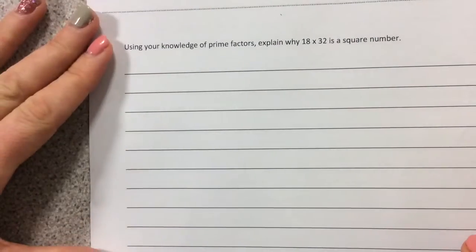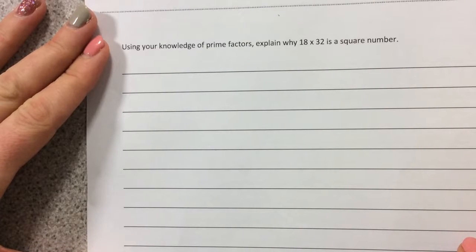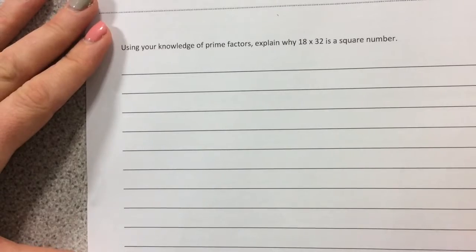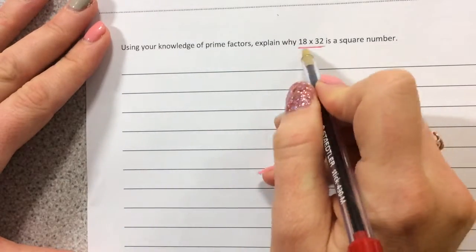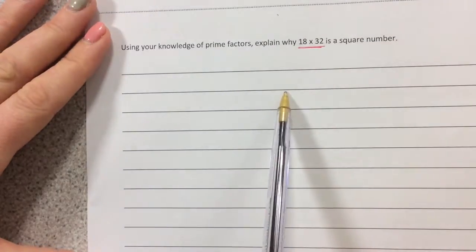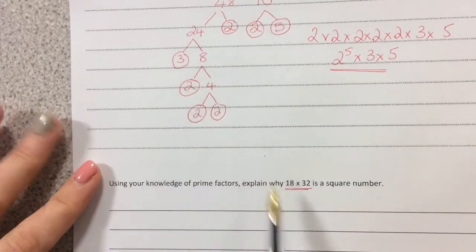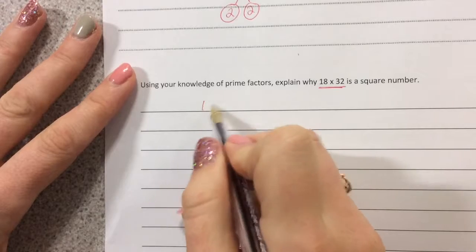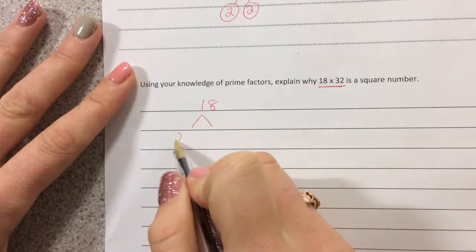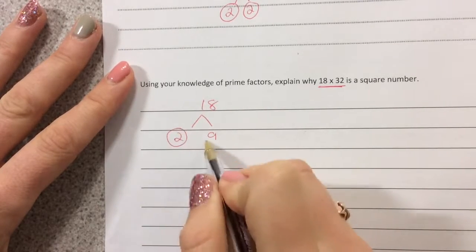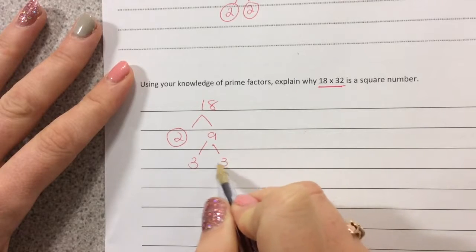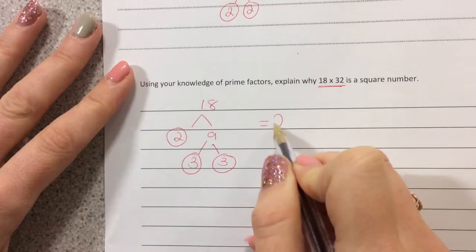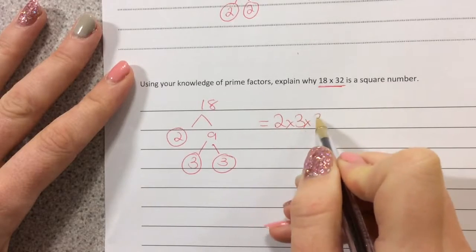Okay. Using your knowledge of prime factors, explain why 18 times 32 is a square number. Right, before I can answer this question, I need to do what we did in the previous question, and I need to get both of these numbers into their products of primes. So 18 would be 2 times 9, circle my 2. 9 is made by 3 times 3. So 18 is 2 times 3 times 3.